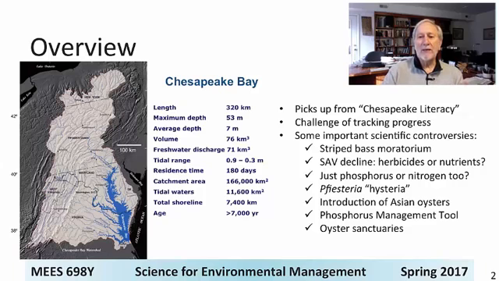So today we're going to look at, as I said, picking up from the Chesapeake Literacy lecture, the challenge of tracking progress in bay restoration, particularly with respect to dealing with the eutrophication problem and the total maximum daily load challenge. And then we're going to look more deeply into several scientific controversies that have played out over the years. And they're listed here, ranging from striped bass moratorium to issues related to the eutrophication problem to oysters and agricultural management.